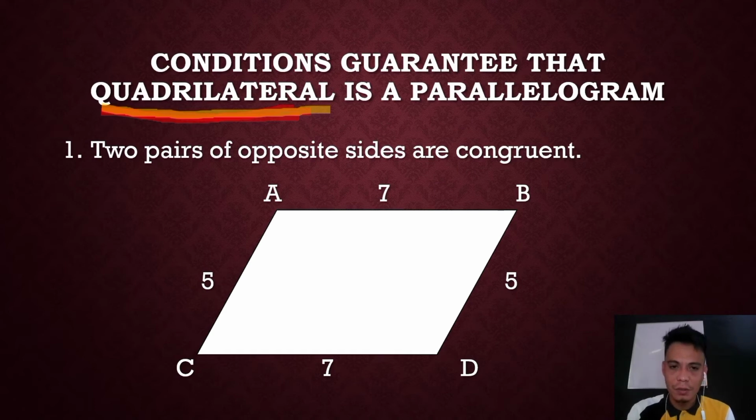So, kung nakikita nyo, guys, yung segment natin na AB measure 7, and yung segment na CD also measure 7. So, opposite po sila. Yung segment AC at yung segment BD, opposite din, has also the same measurement. So, two pairs of opposite sides are congruent. Okay, so that is the first condition that guarantee a quadrilateral is a parallelogram.